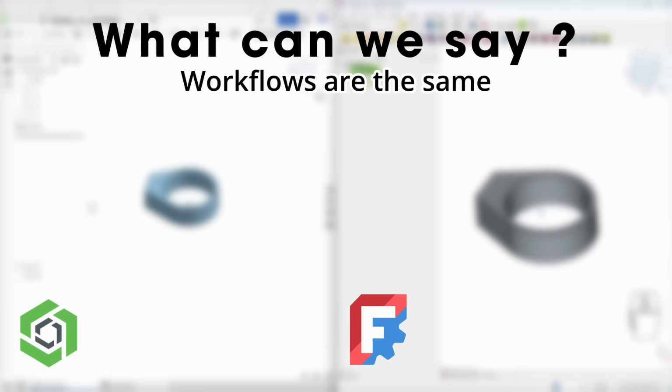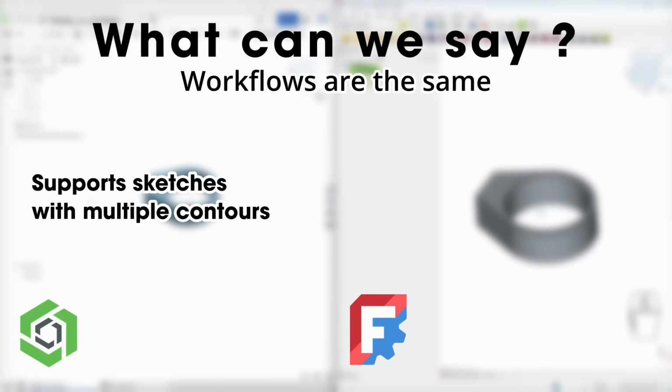After this first step, what can we say about Onshape and FreeCAD? Initially, the workflow between the two software is identical. They have the same tools for drawing sketches, the same constraint and modification tools. However, there are a few differences to note. Onshape has better support for sketches with multiple contours, whereas FreeCAD can manage it under certain conditions.